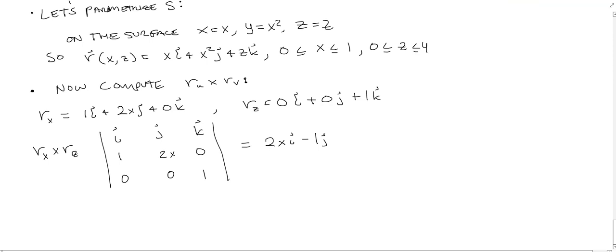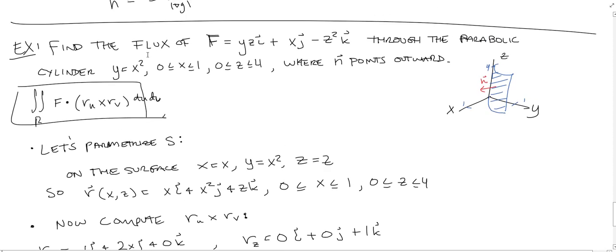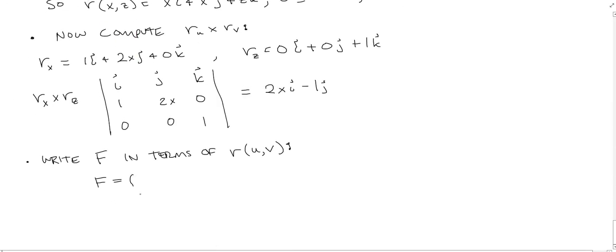Alright, so then what do we need? We need to write F in terms of u and v. So that's not going to be too much work for this one. We're just going to say that F is, instead of y times z for the i component, if you just go back up here to what F was, I'm just looking right back at this one here. So instead of the y, we're going to go ahead and replace that. So we know that that's x squared times z for the i component. And then we have just x for the j and minus z squared for k.